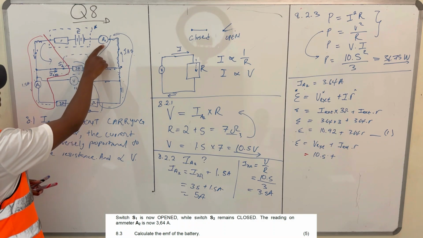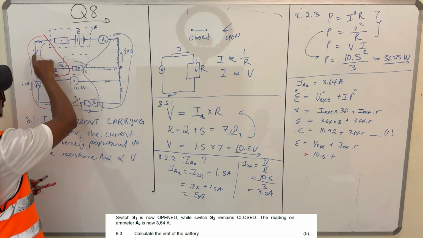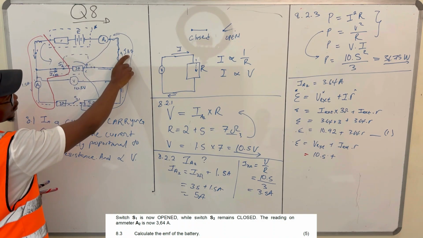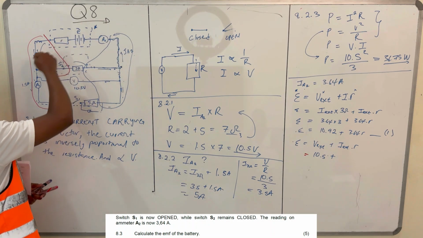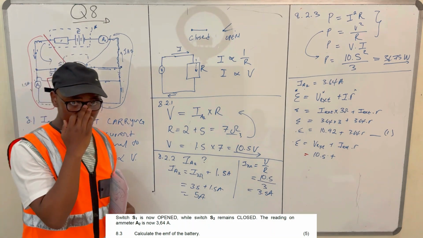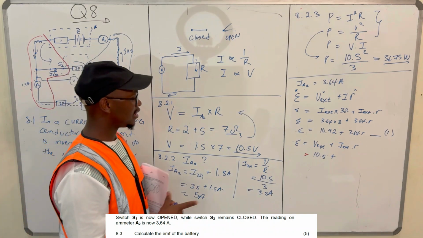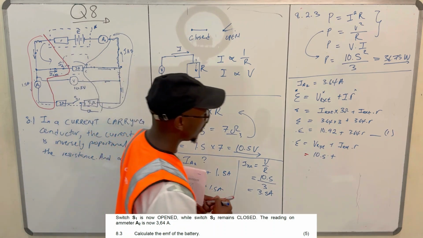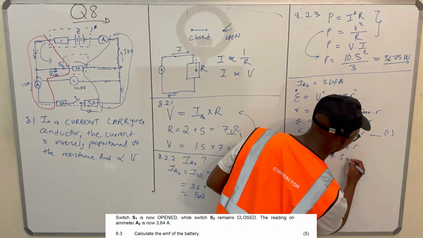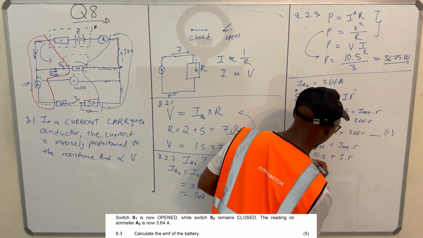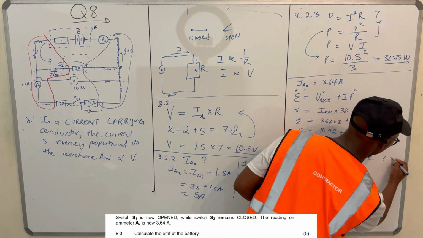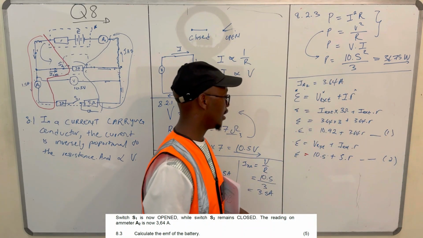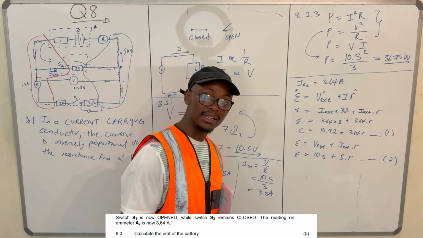Remember, this circuit is in series, this part. Meaning that the current we're calculating here for A2 is the current that flows through that battery or through that internal resistance. So what is that current? We found that current to be 5 amps. So we have 5 amps here multiplied by internal resistance. Then we have our equation 2. Now you can start solving for R and E.